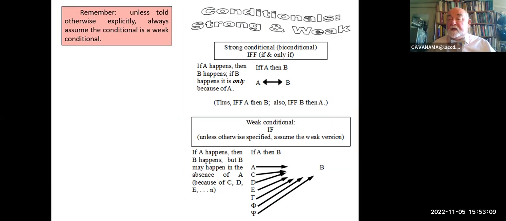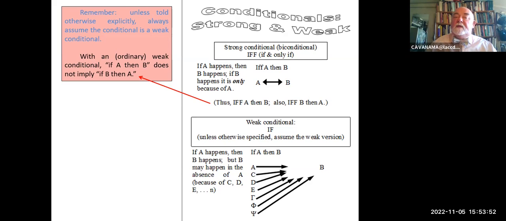Remember, unless you're told explicitly otherwise, when you hear a conditional statement, think about it as a weak conditional rather than a biconditional. A weak conditional says, if A then B, but it only says A is one condition for B to happen, and it might not be the only one. Maybe if A then B is true, and also if C then B is true, and if D then B, and if E then B, and a whole host of other things, gamma, phi, psi, etc. There might be a number of things that are causing B. There are conditions, but the one condition you state is not the one and only, not necessary and sufficient. That would be a biconditional.